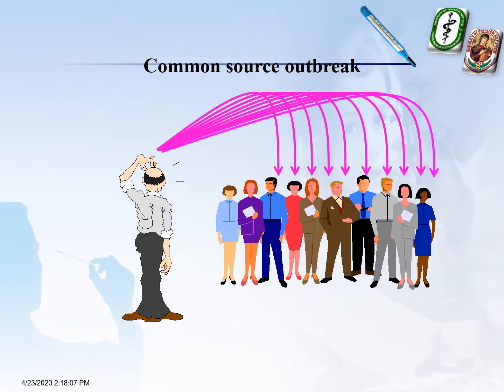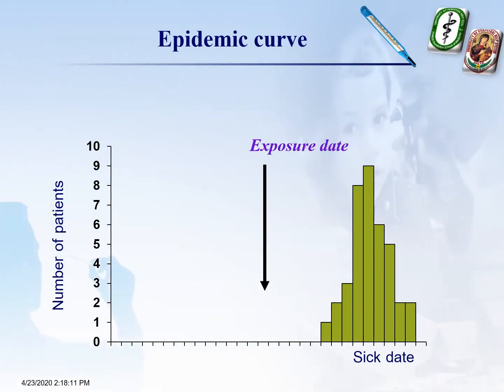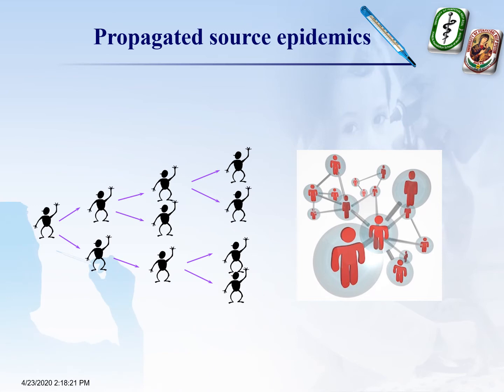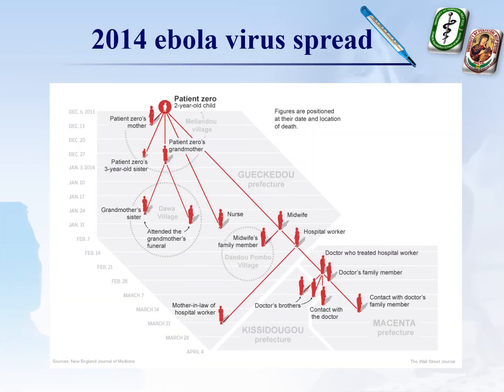Common source outbreak. One source, one exposure. So, epidemic curve, exposure date, sickness date, so that is your incubation period. Propagated source, it's what's happening in the coronavirus. One infects two, these two people infect two more, then these two people infect two more, so it is increasing in an exponential manner. This is an example of your Ebola, that is why contact tracing and surveillance is greatly needed.